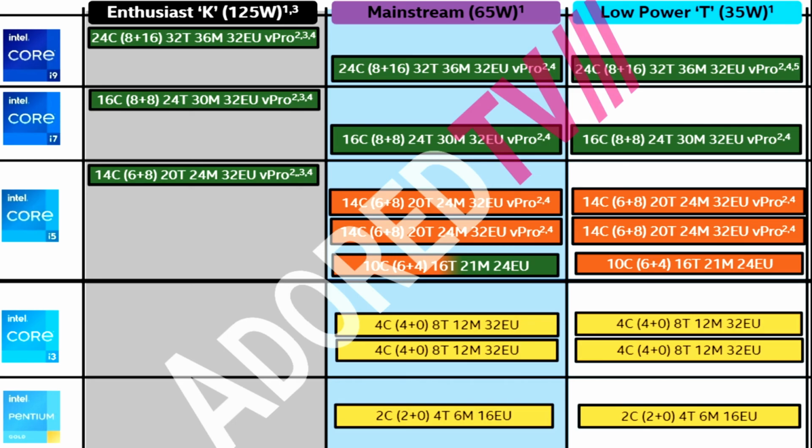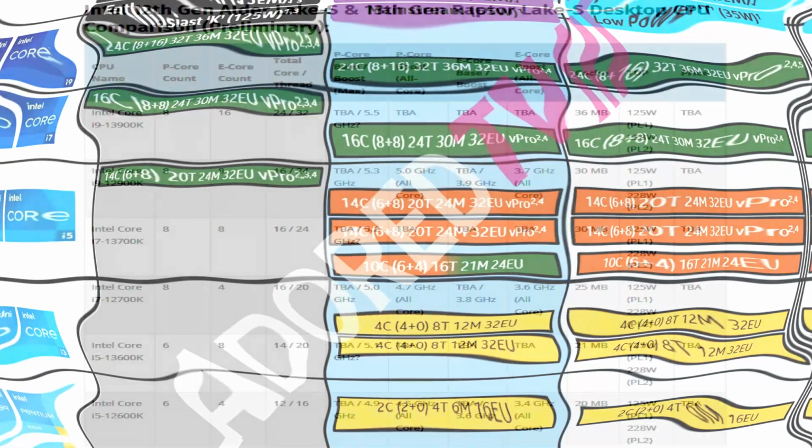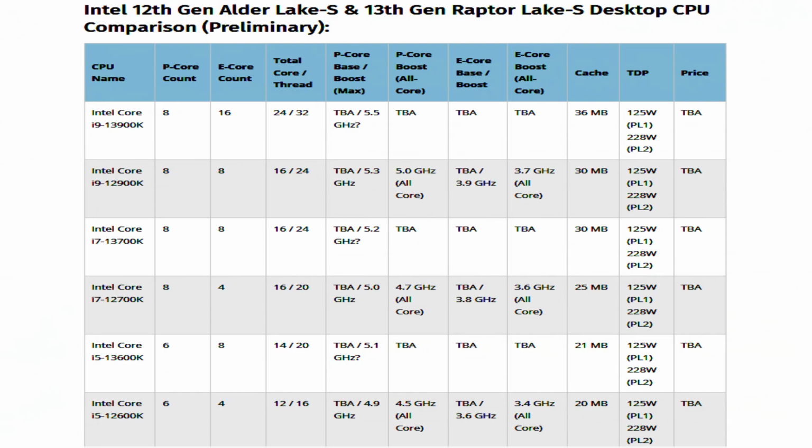Intel Core i5 S-Series, 6 Golden plus 4 Grace, equals 10 cores, 16 threads, 21 megabytes. Intel Core i3 S-Series, 4 Golden plus 0 Grace, equals 4 cores, 8 threads, 12 megabytes. Intel Pentium S-Series, 2 Golden plus 0 Grace, equals 2 cores, 4 threads, 6 megabytes.